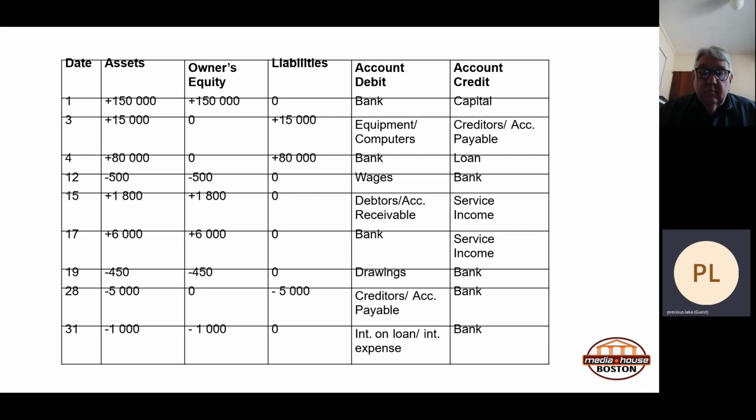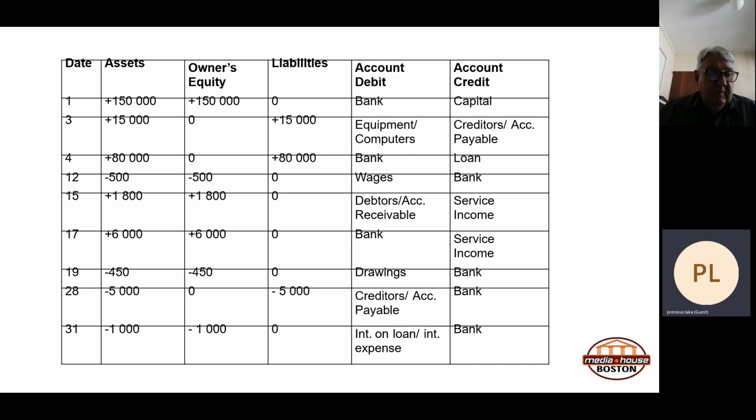Then on day 28, paid the telephone bill, 2,300 cash. So money's coming out of our account, so it would be a minus under assets, right? Yep. And because it's a telephone bill, it's an expense, so would it be a minus under liability or under owner's equity? Under owner's equity. Expenses fall under owner's equity.